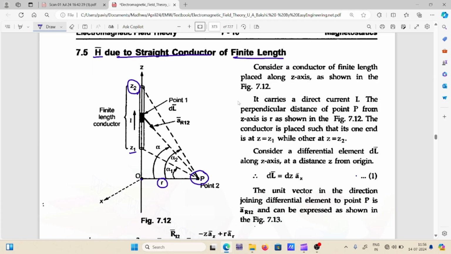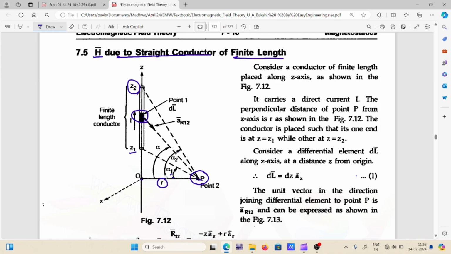From point P, when we see Z1 the angle will be alpha 1, and when we see the length Z2 it makes an angle alpha 2. And here we consider a small element dl. From the point P to the small element dl it makes an angle alpha. So alpha 1 is from P to Z1, alpha 2 is from P to Z2, and alpha is from P to the small element dl.